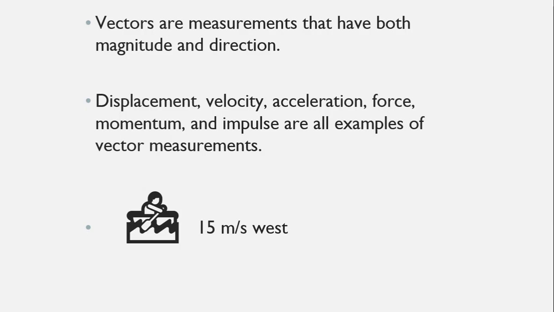Okay, so an example of a vector would be 15 meters per second west. That's velocity. Since the difference between speed and velocity is the direction, 15 meters per second would be the speed, but because you add direction, that makes it velocity. Okay?